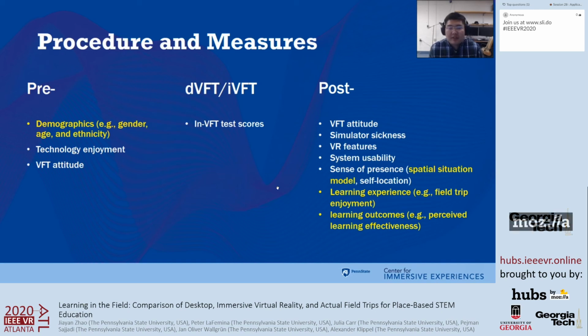The experimental procedure was different for the VFT and AFT groups. VFT students answered both pre- and post questions, whereas AFT students only needed to complete a post questionnaire. The procedure shown on this slide is for VFT students, while AFT students only answered those questions marked by yellow after their field site visits.